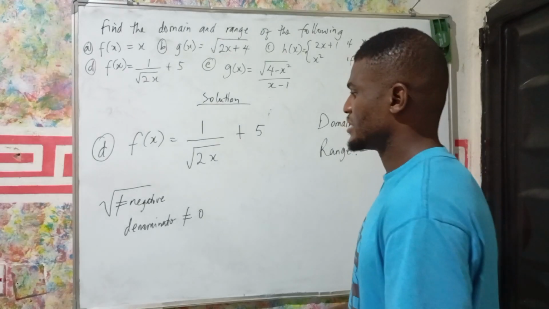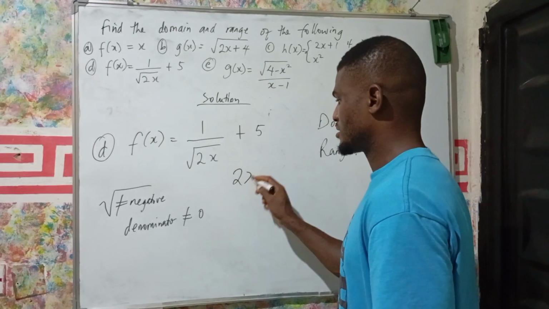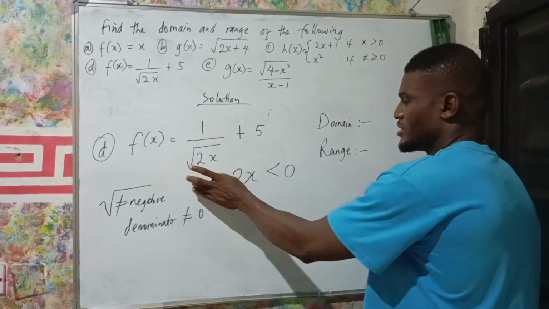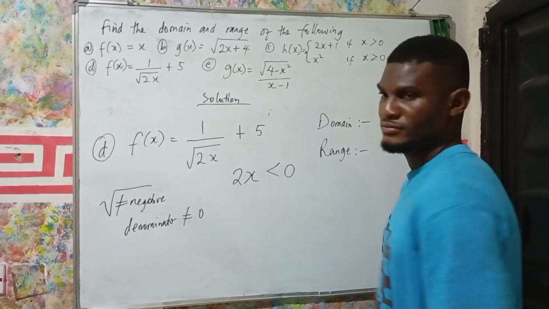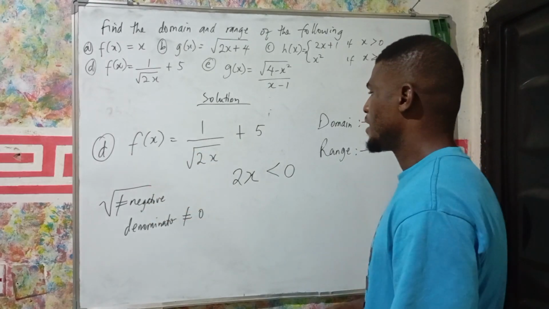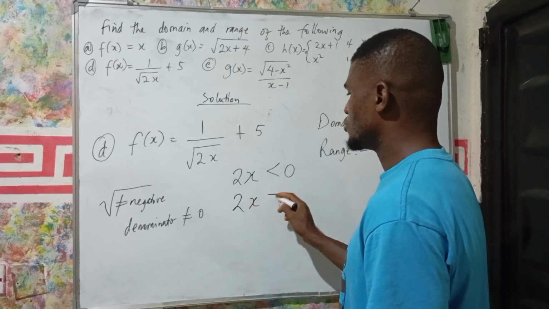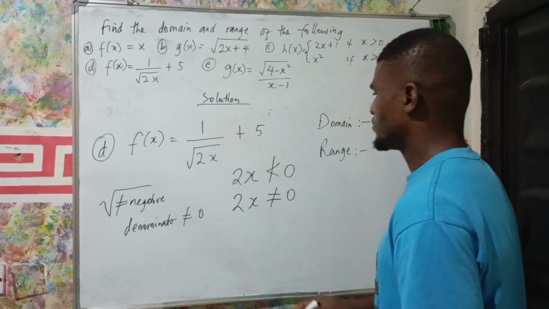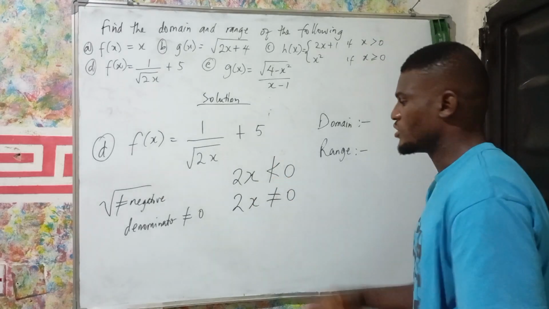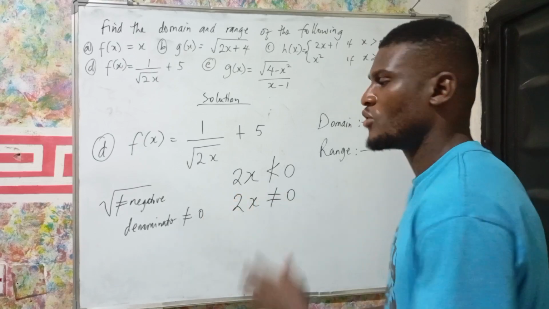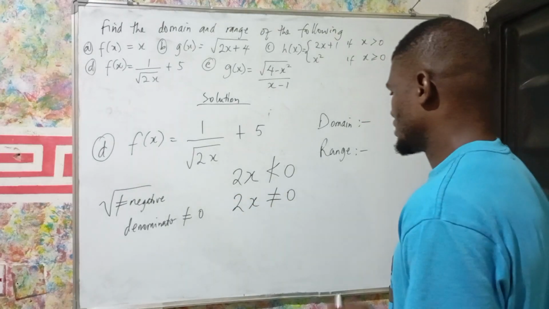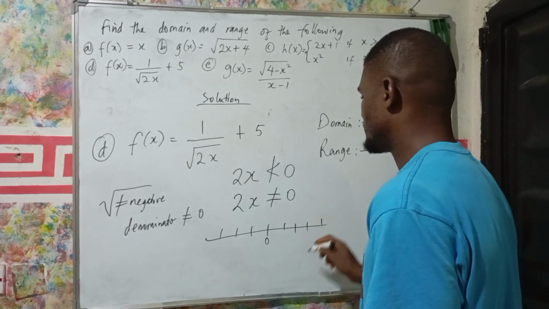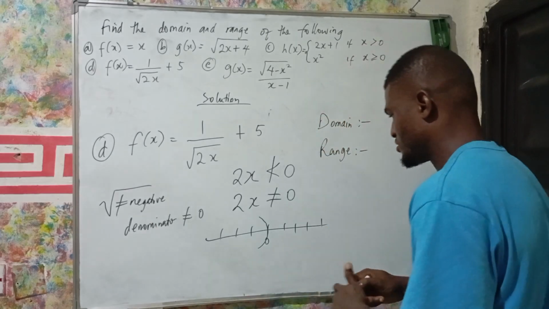Based on the root, and we're saying it should not be equal to 0, then we can say that 2x should not be less than 0, based on the fact that 2x here should not be negative. Also 2x should not be equal to 0. So this value should not be less than 0, and this value should not be 0. So if it is not 0 and it is not less than 0, that means we are only considering the positive side. So if we have 0 here, and we have a set of negative values, and a set of positive values, it should not be all this. So all we are considering is this other part.